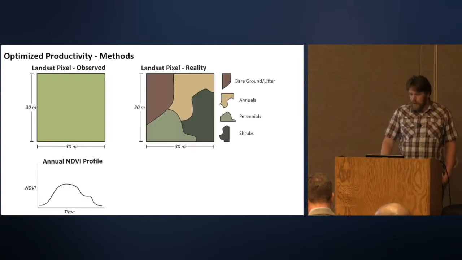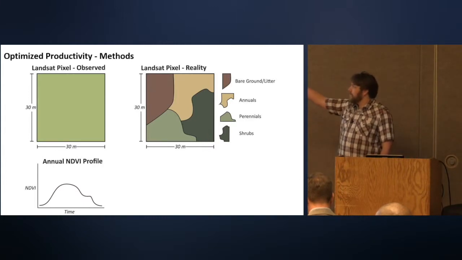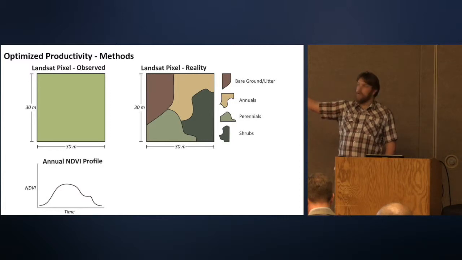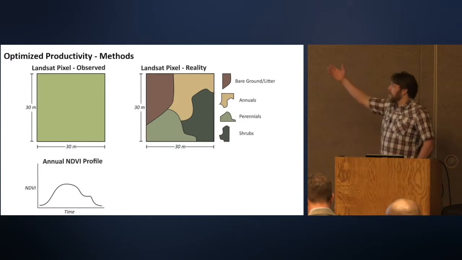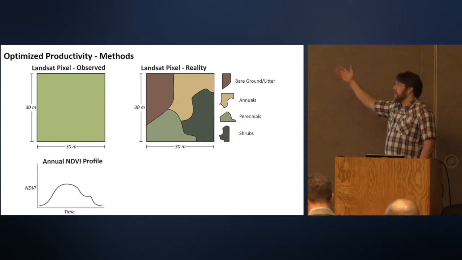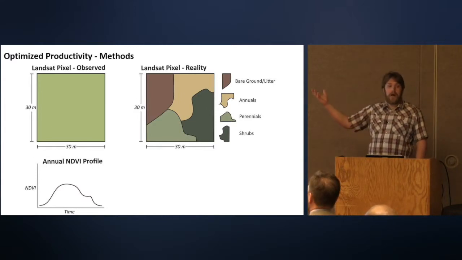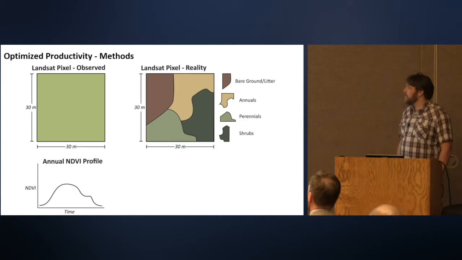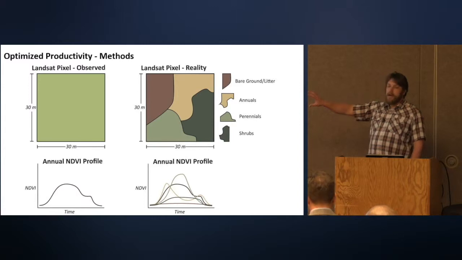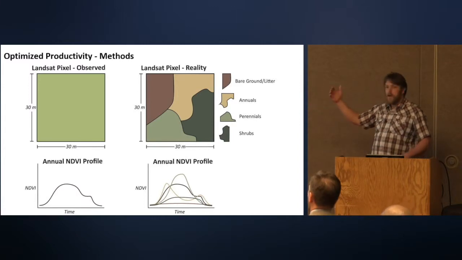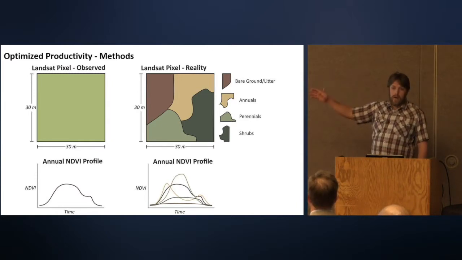But that's not reality. If you go below a 30-meter pixel, you have these plant functional groups that make up that pixel, and not even this cleanly. It's probably more mixed up in there. You have a component of bare ground, a component of annuals, a component of perennials, a component of shrubs. You could add trees in there. You can add litter in there. It gets pretty complicated, but we focus on these ones. And each of these, based on their fractional cover and their individual phenologies, drives a component of that pixel profile.